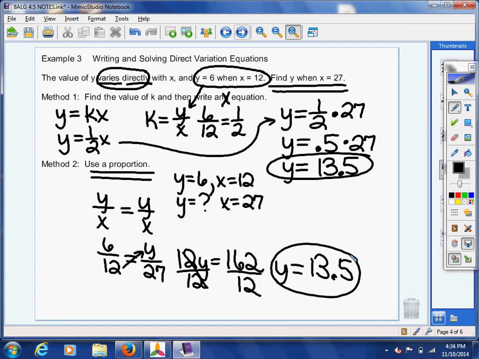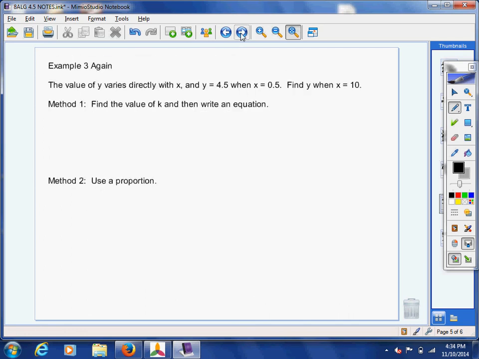And hopefully you can see from my example, method 2, I like it 10 times better. But if that doesn't resonate with you for whatever reason, use method 1. Figure out the k, get your equation, and then plug in for what you do know to find what you don't know. Okay? Now, because this is so difficult, flip to that next page. We're going to try this example again, but with different numbers. Okay? And I'm going to do both methods again to make sure that you know how to do this.